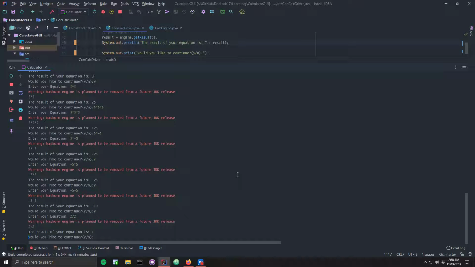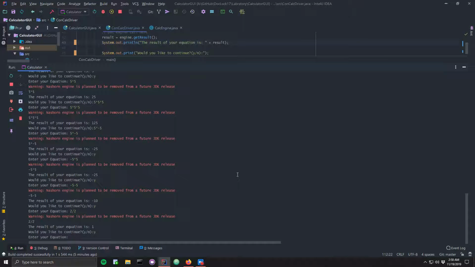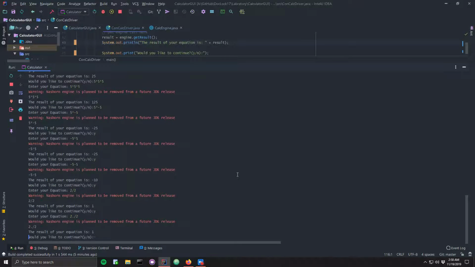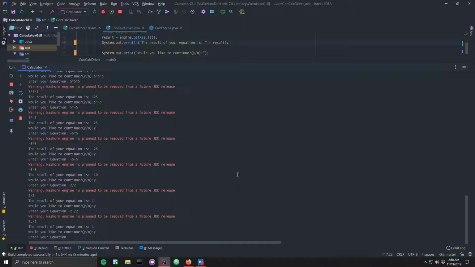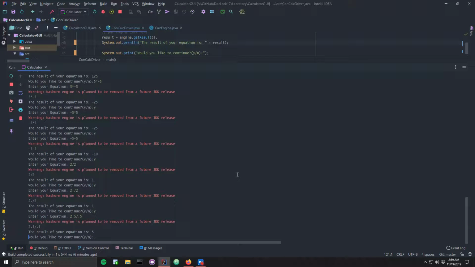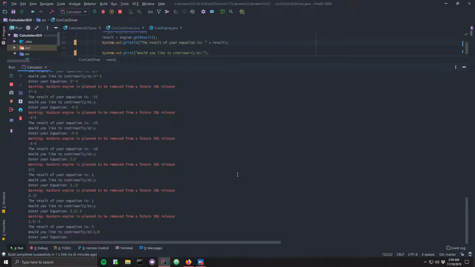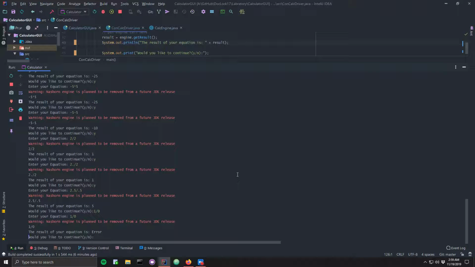2 divided by 2 is 1. 2.5 divided by 0.5 should give us 5. That's the expected result. And of course 1 divided by 0. Oh my goodness. 1 divided by 0 gives us error.